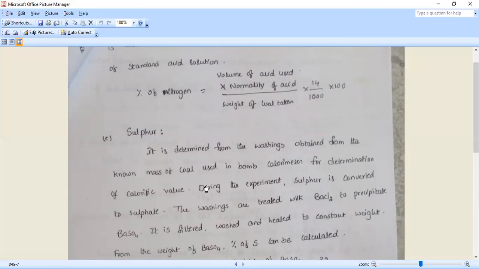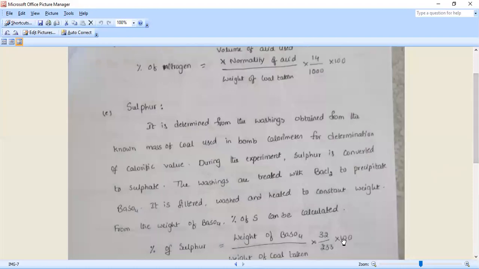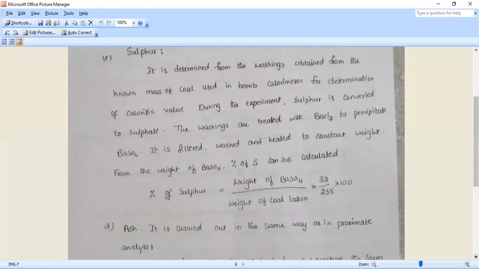Percentage of sulfur equals weight of barium sulfate by weight of the coal taken, into 32 by 233, into 100. So similarly we get the percentage of sulfur in the coal. Similarly we get ash and oxygen. In the proximate analysis, we got the ash content, and the same we do here also. Finally, we calculate the percentage of oxygen. Percentage of oxygen equals 100 minus the sum of carbon, hydrogen, nitrogen, sulfur and ash. So we get the percentage of oxygen present in the coal sample we have taken.